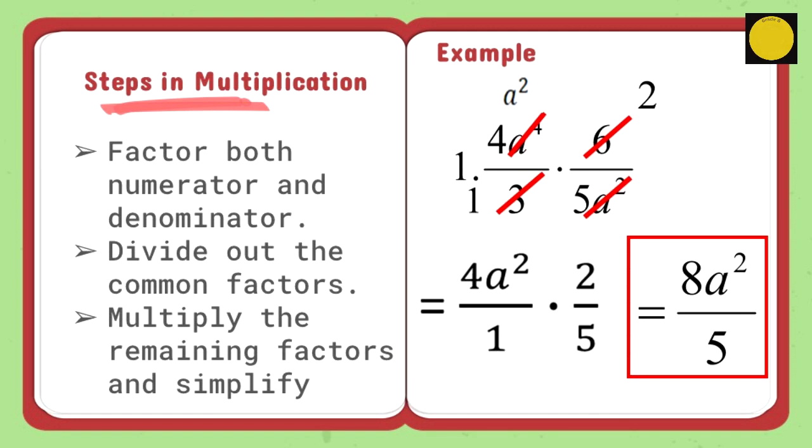Next, 6 and 3 are divisible by 3. 1 for 3 and 2 for 6. So it becomes 4a squared over 1, multiplied to 2 over 5. So the final answer is 8a squared over 5.